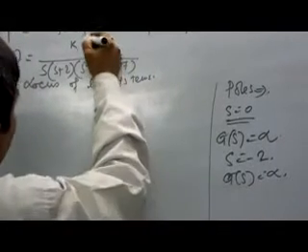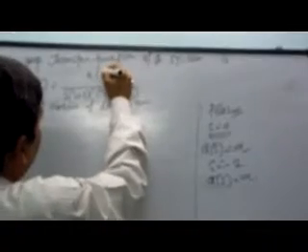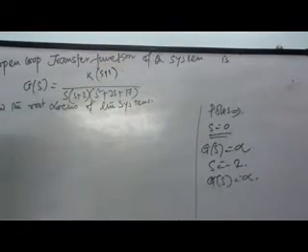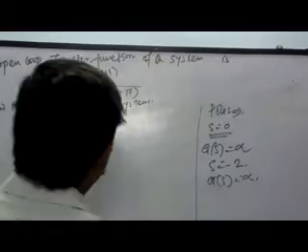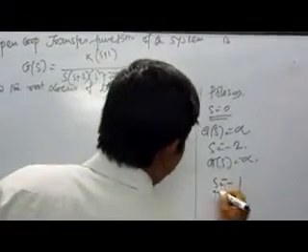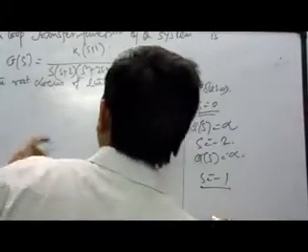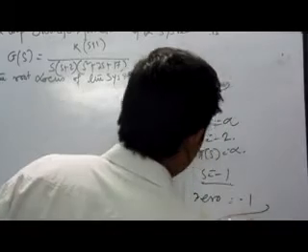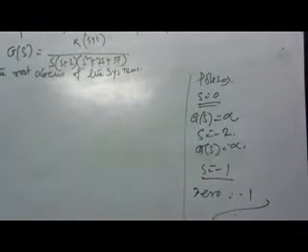Now zeros. Suppose the numerator contains another factor, suppose s plus 1, then the values of s for which the value of G(s) will be 0. Suppose for s is equal to -1, the value of G(s) will be 0. So zeros will be at -1. So like this, what is poles and what is zero?